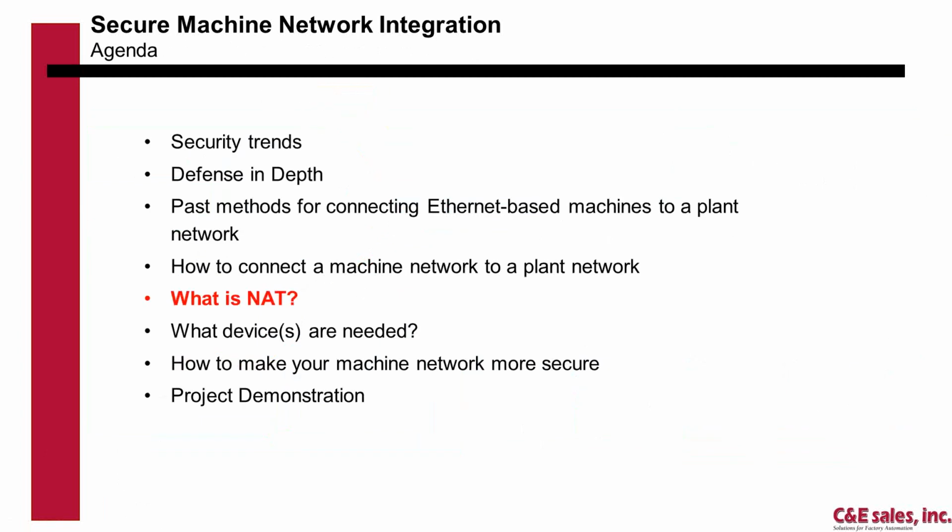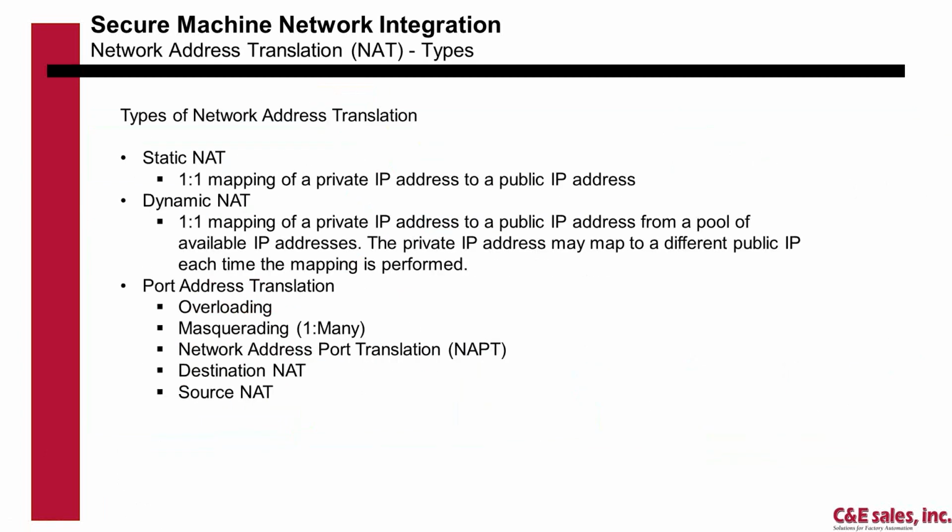So what is NAT? Network address translation means basically that we're going to take an IP address on one network and translate it into a different IP on a different network. And by network, I mean subnet. And typically that's a different physical network as well.